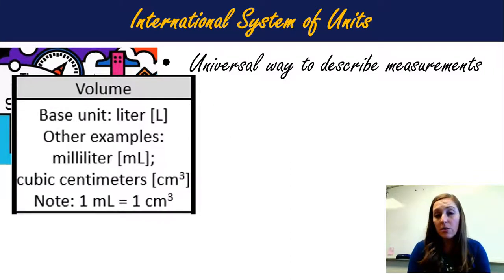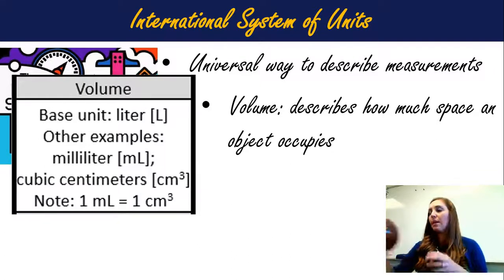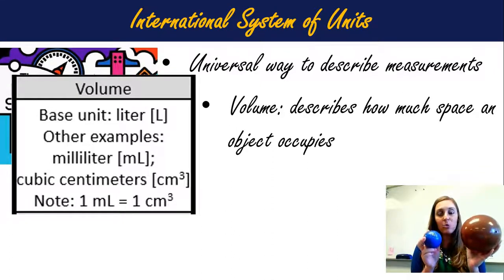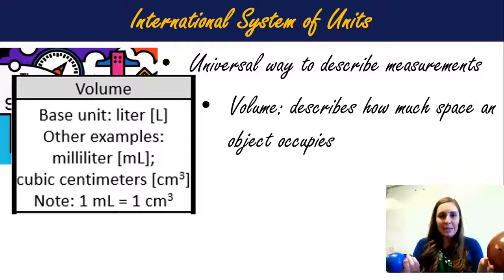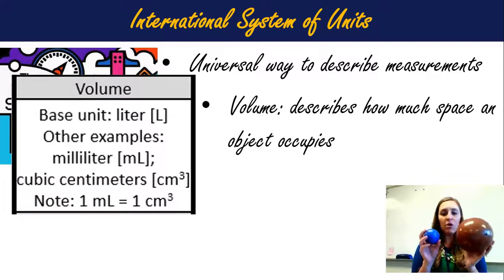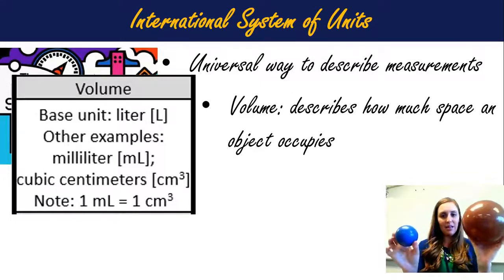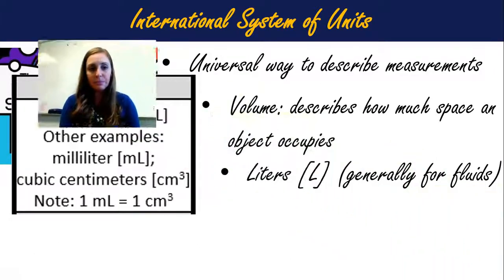The next thing is volume. Volume describes how much space an object occupies. For example, I have this ball and I have this ball. The biggest difference between these two is the size. See how this one's really small, this one's really big. These balls actually have the same mass if you put them on a scale, but the actual volume, or space that it occupies, is less for this one than for this one. The unit is typically liters because we're going to use a lot of fluids.